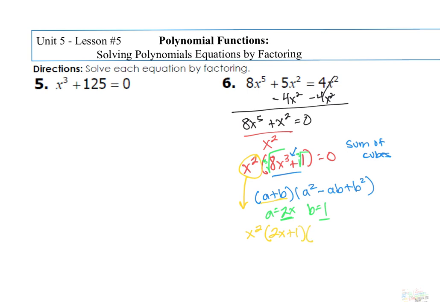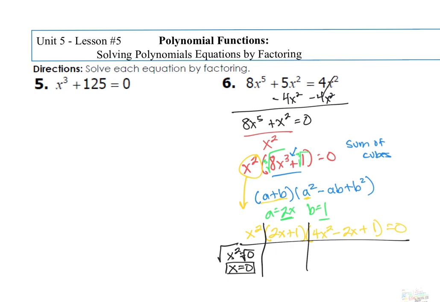Then we start a new factor. It's our a value squared. That's 2x times 2x for 4x squared. Minus sign, a times b is 2x times 1 for 2x. And then plus sign, 1 squared is 1. Okay, this is all equal to 0. Now we T-bar our factors to solve. My first factor is x squared equals 0. If we have x squared equal to 0, we square root both sides and we end up with x equals 0 as our first solution.